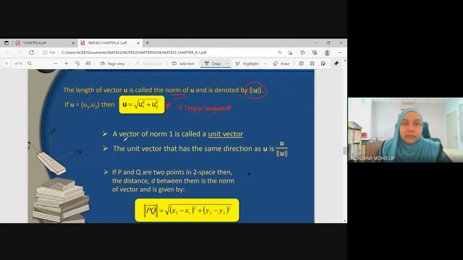A vector of norm 1 is called a unit vector. A unit vector is a vector with magnitude 1. The special name for a vector with magnitude 1 is a unit vector. The unit vector that has the same direction as u is equal to u over the magnitude of u.